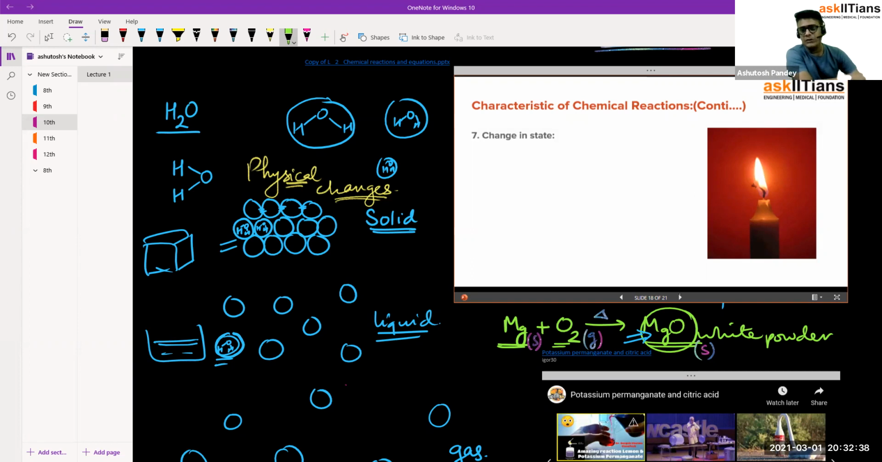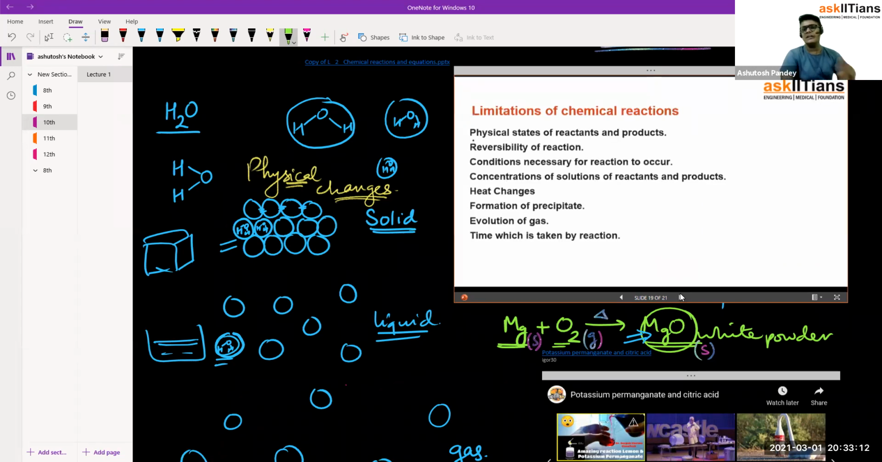Now this is one thing. It means that a chemical change is happening there. But by this evolved heat, the wax also undergoes some melting, as we observe. This melting of wax is not a chemical change, it is a physical change. So you can say that burning a candle involves both physical change as well as chemical change.